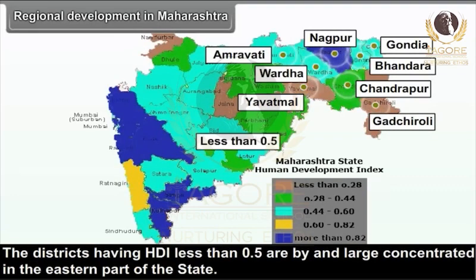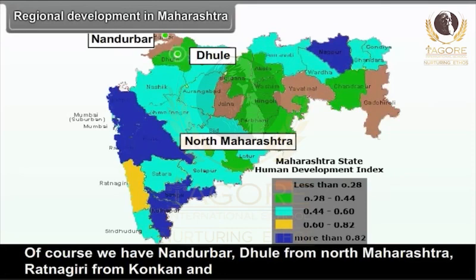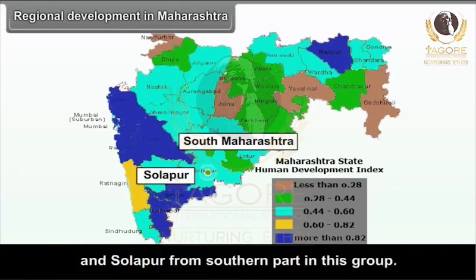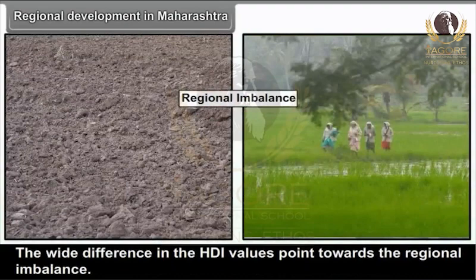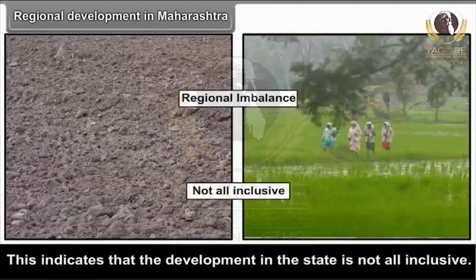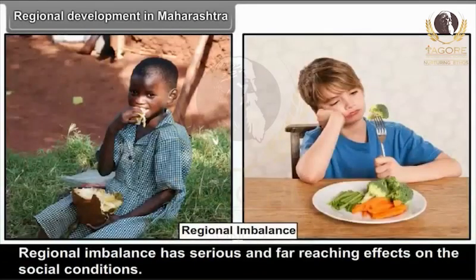The districts having HDI less than 0.5 are by and large concentrated in the eastern part of the state. Of course, we have Nandurbar, Dhule from North Maharashtra, Ratnagiri from Konkan and Solapur from the southern part in this group. This shows that the level of development in different parts of the state is variable and the differences in the level are quite large. The wide difference in the HDI values points towards the regional imbalance. This indicates that the development in the state is not all-inclusive.